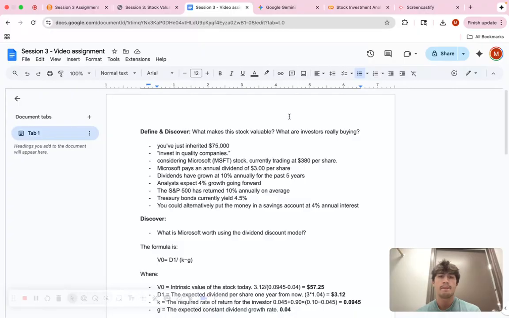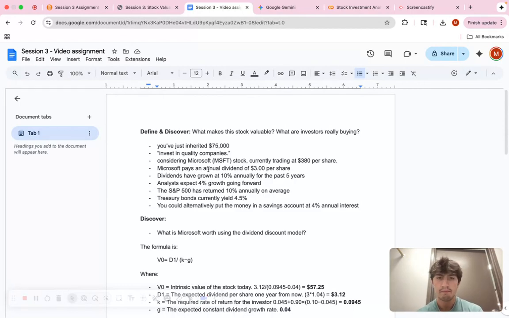which if we go to here, we have the define and discover stage. So what I did was I basically copy and pasted that prompt and I just cut it out and bullet pointed what the information we needed is. So you've inherited 75K, you want to invest in quality companies, so Microsoft is currently trading at 380, which is where we're going to put the money for now.